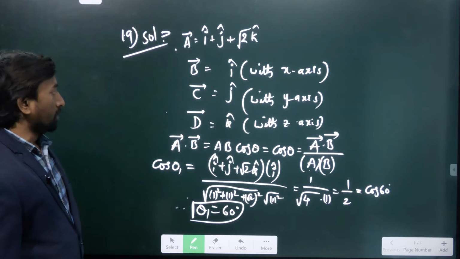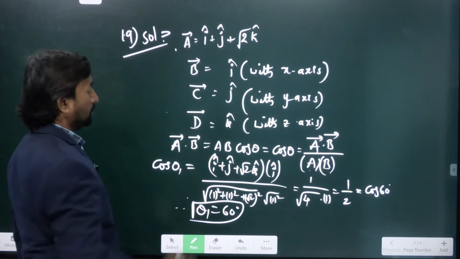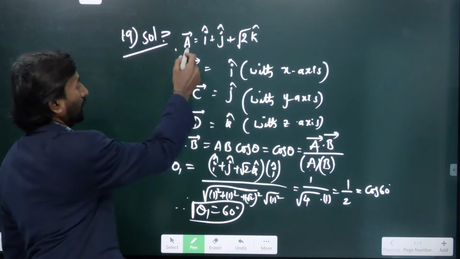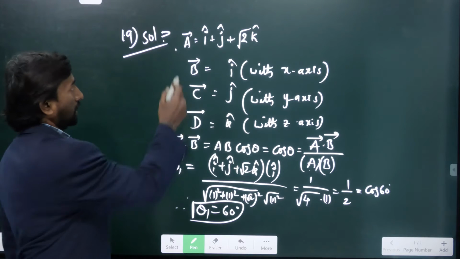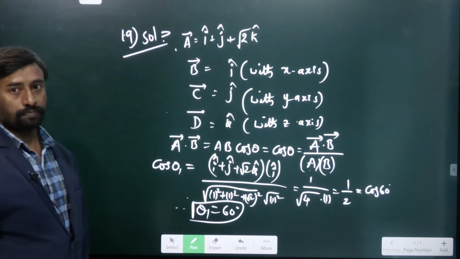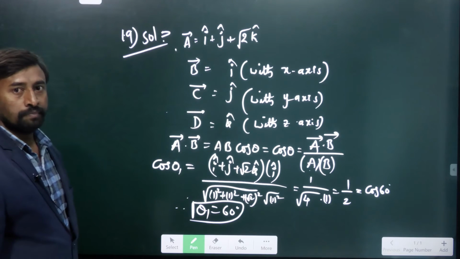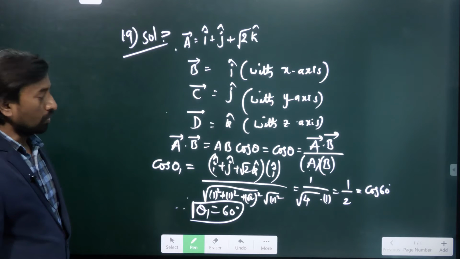In the same manner, similarly we should find it for a bar and c bar, and next a bar and d bar. Note this down. In the next page we will do it.